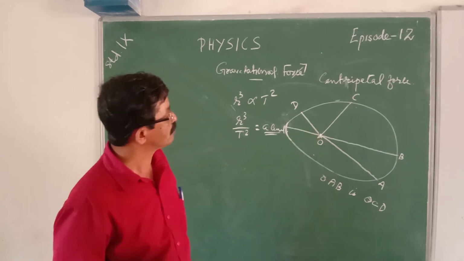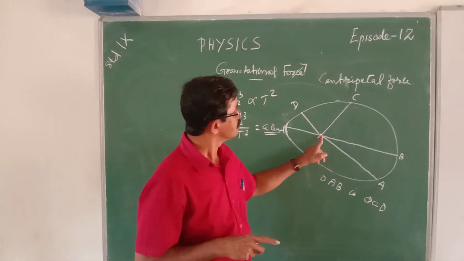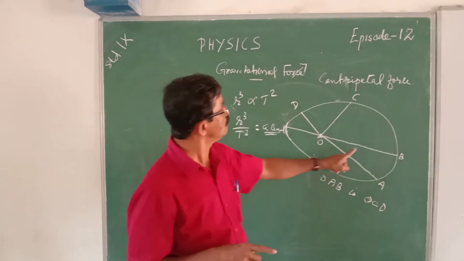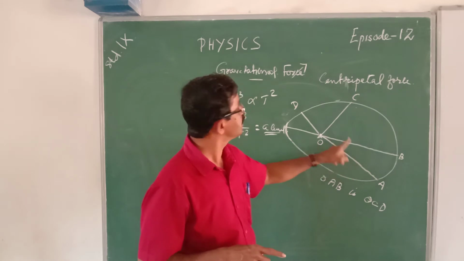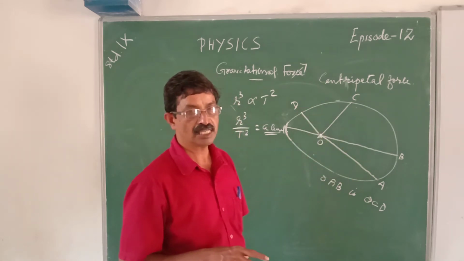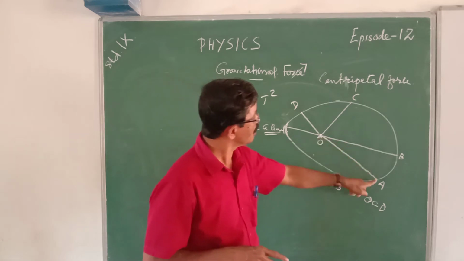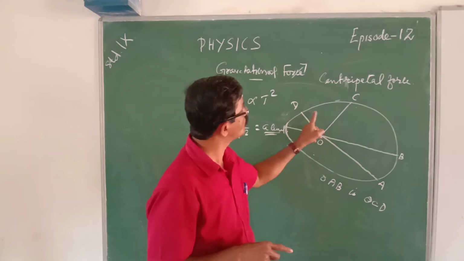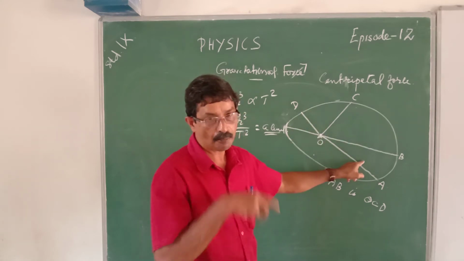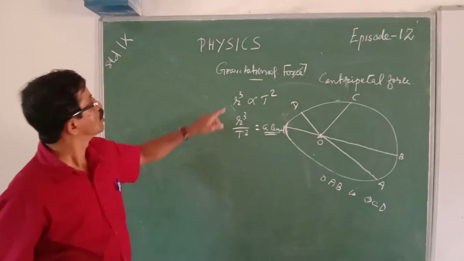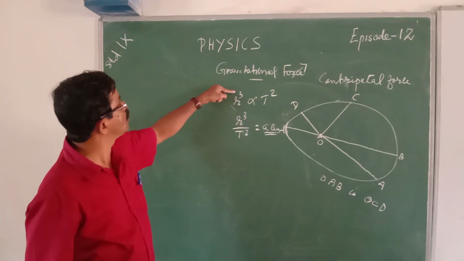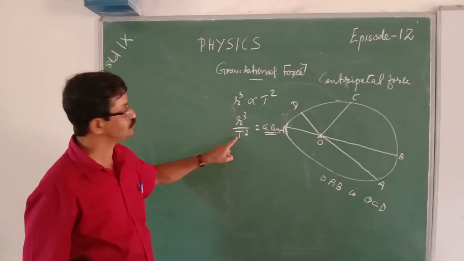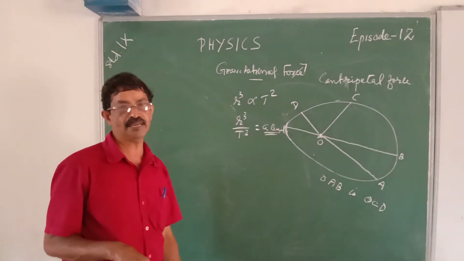Second one: the radius vector sweeps equal areas. Here the A to B time period and here the C to D time period, if these two are equal, then the areas are also equal. And third one: the cube of the radius vector is proportional to the square of the time period.